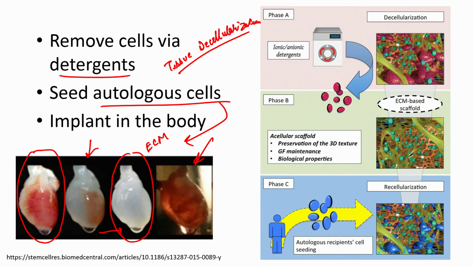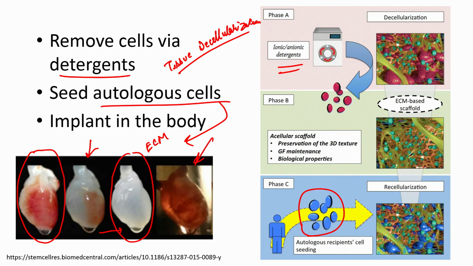So here is typically how this goes. In phase A you get a tissue, and you can see all the cells present in this tissue. You treat it with detergents, which then remove all these cells. In phase B only the ECM structure remains, all the cells are gone. Then in phase C you take the autologous cells from the patient who needs the tissue and seed them back, let them grow to a certain extent where they reach some functional level, and then you put it back in the human.